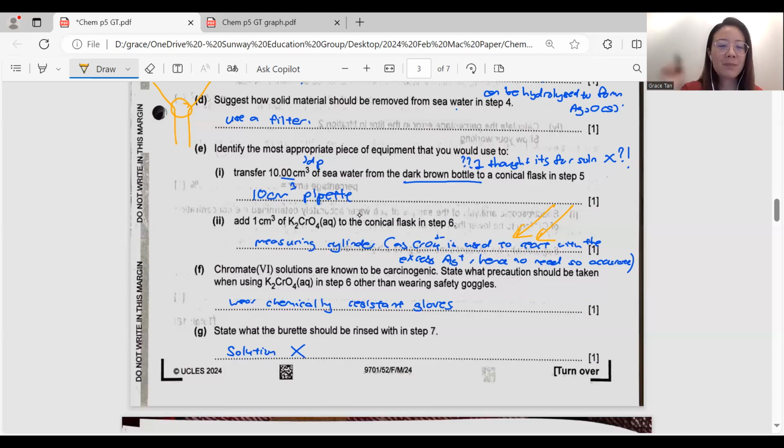Part G. State what the burette should be rinsed with in step 7. Step 7 is to put your solution X, which is silver nitrate, in the burette. So you should rinse your burette with the solution that you want to contain. So you should use solution X to rinse it first, then only you properly pour the solution X into the burette.